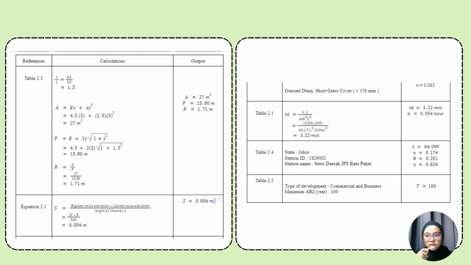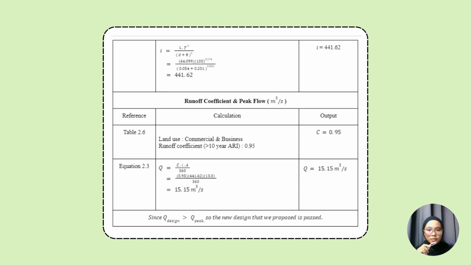Next, based on the station name and station ID, we refer to the MASMA book. We get all the fitting constants dependent on the rain gauge location, and T equal to 100 because of the ARI year for commercial and business. We replace all the fitting constants into the average rainfall intensity formula. So we got I is 441.62 millimeter per hour.